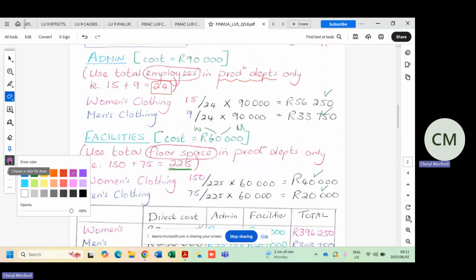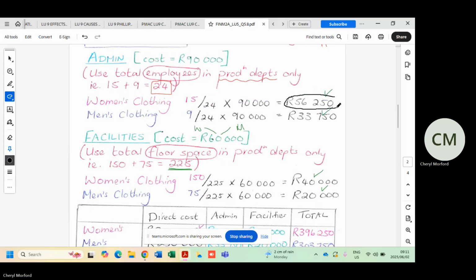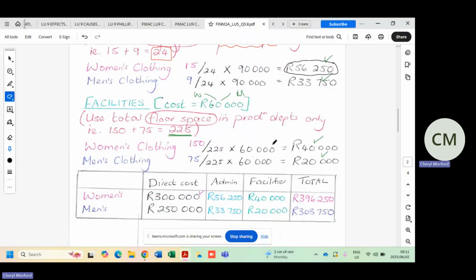So I better just find a contrast color here. Okay, let's go with a dark black. So here, admin, we're going to now add in 56,250, which we're going to do down there. Then we come to facilities, and we're looking, remember, at the women's clothing. So the women's clothing share of the facilities service department cost is the 40.